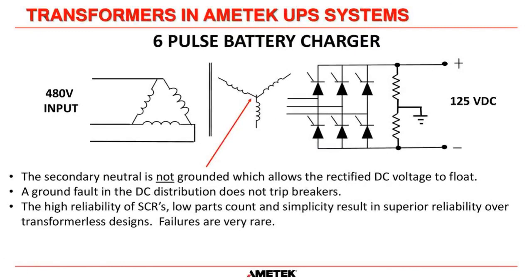The 6-pulse charger here with the secondary is not grounded, which allows the DC voltage to float. So if we have distribution, maybe multiple breakers coming off this battery charger, a ground fault out in the DC load, again, if say positive goes to ground, does not trip breakers, it does give an alarm.